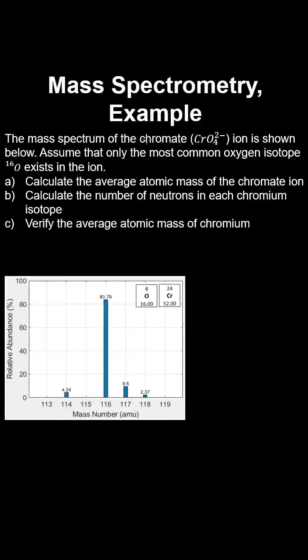The mass spectrum of the chromate ion is shown below, and assume that only the most common oxygen isotope exists in the ion. And part A asks us to calculate the average atomic mass of the chromate ion, which can be done using the sum of the masses of the isotopes, weighted by their relative abundance.